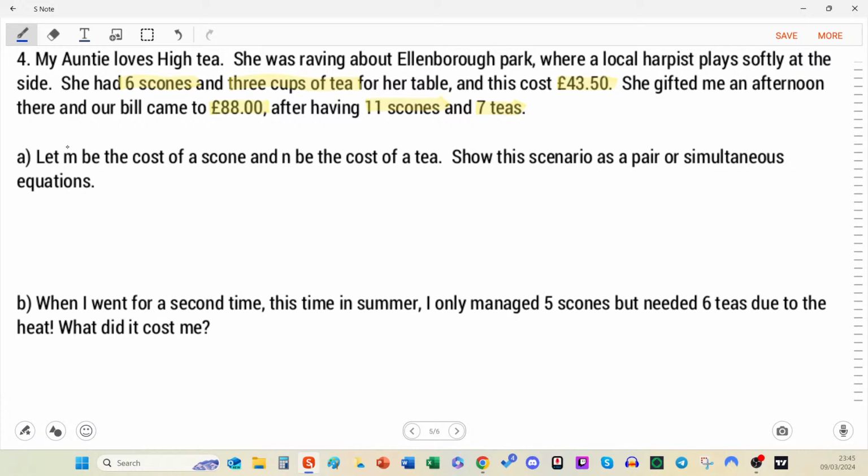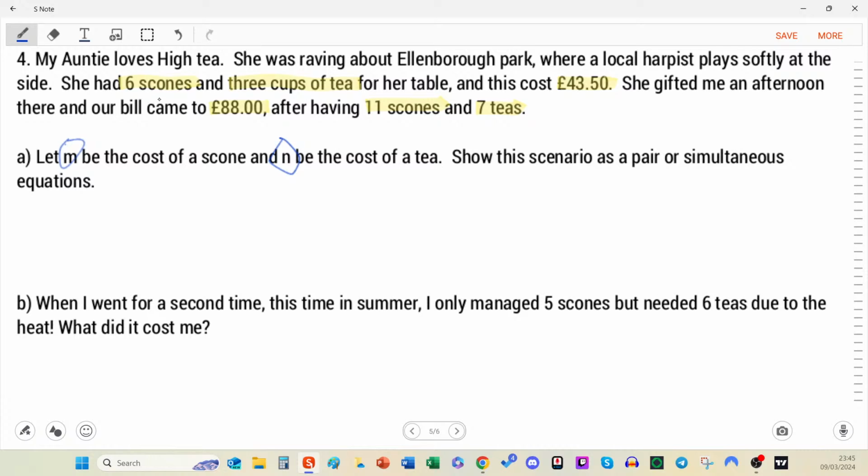Let M be the cost of a scone and N be the cost of tea. Show the scenario as a pair of simultaneous equations. Oh, beautiful. I love these questions. So most people break down here and think, the more you see of these, the better it's going to be. But it's kind of helpful here to say M is the cost of a scone. So let's talk about the cost of these things.